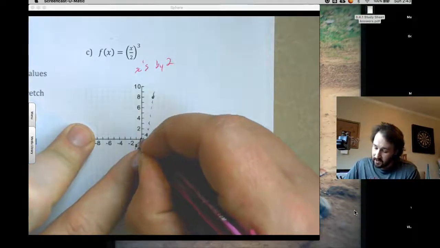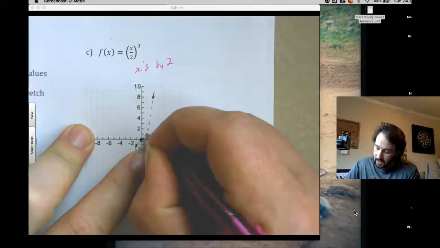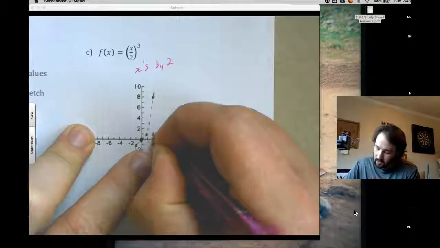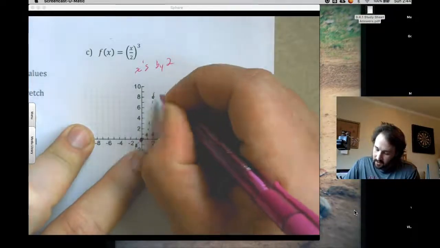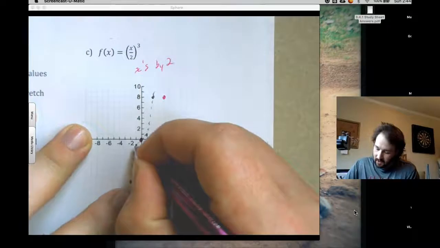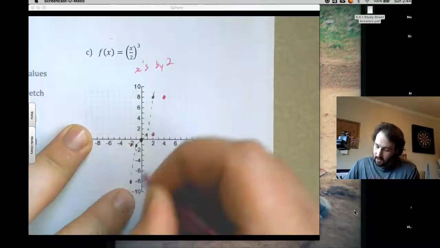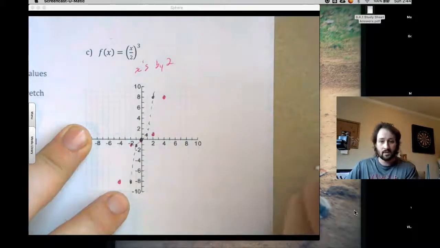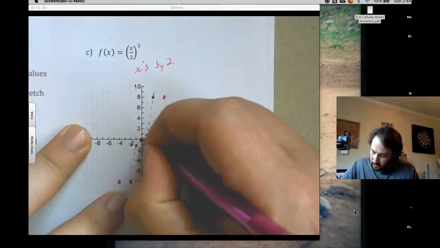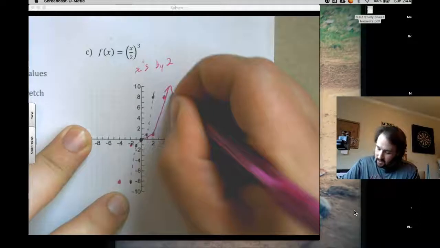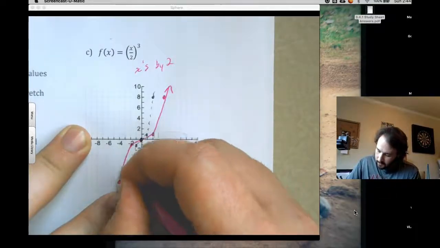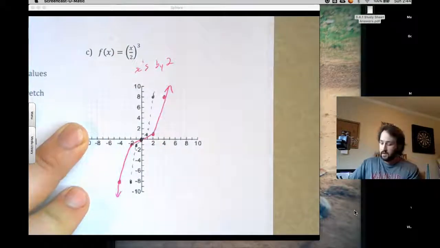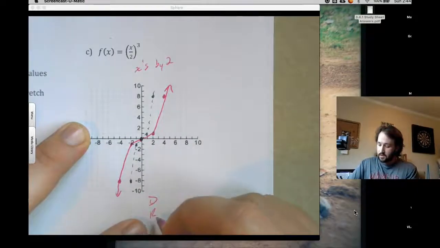So my x value here is 0 times 2 is 0. X value of 1 times 2 is 2. X value of 2 times 2 is 4. X value of -1 times 2 is -2. X value of -2 times 2 is -4. So notice the y value stayed the same, but it stretched out in the x direction, like so.